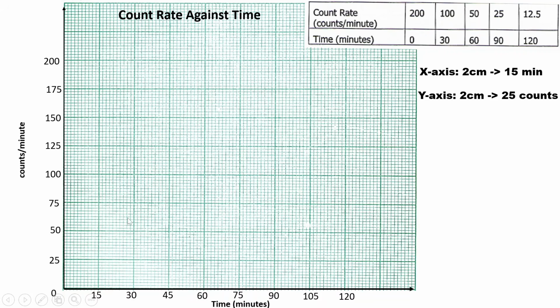So we started, we did 0 with 100. So 0 is here, comma 200 is there, so the point will be there. Then we came to 30 with 100. 30 is here, so 100 is here. So it will be there.